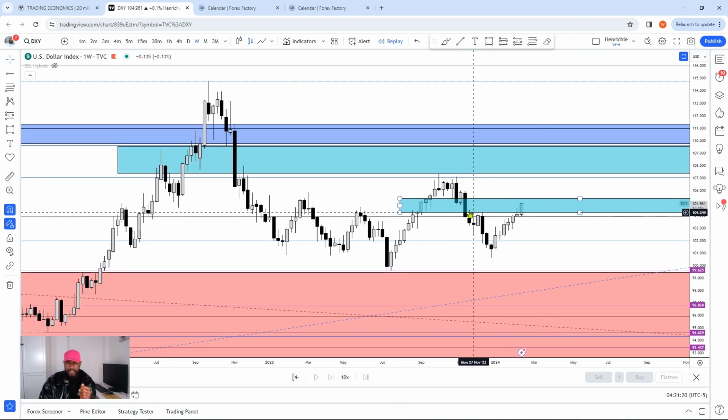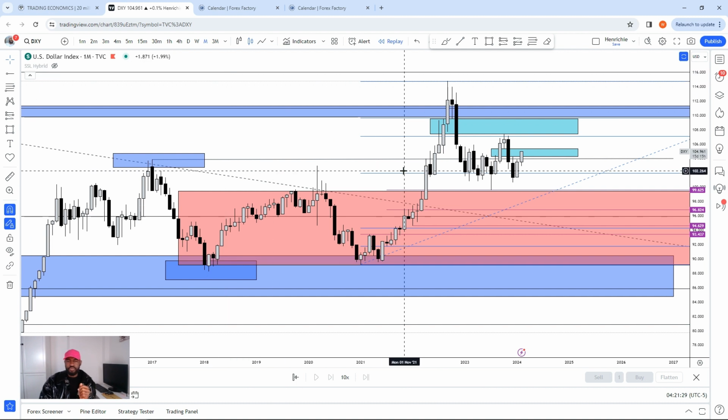What do we see right here? Inefficiency, right? We see an inefficiency resting right here. Now, if we're looking for a trade, for us to say the trade is high probability, there are things we're looking out to see. The first thing is we want the trade to align with a monthly or a weekly or a daily or a 4-hour point of interest. For us to say that trade is high probability, it needs to align with a monthly, weekly, daily 4-hour point of interest.